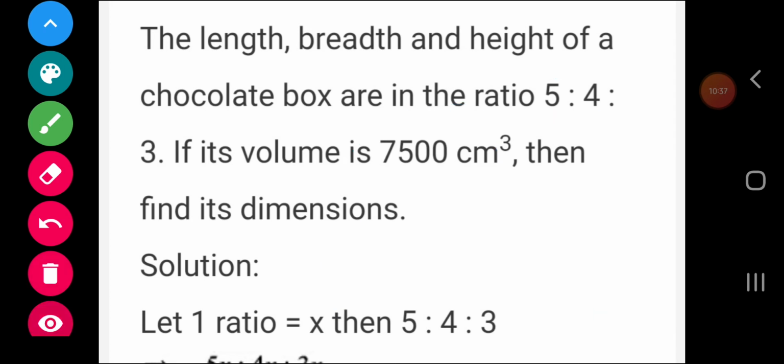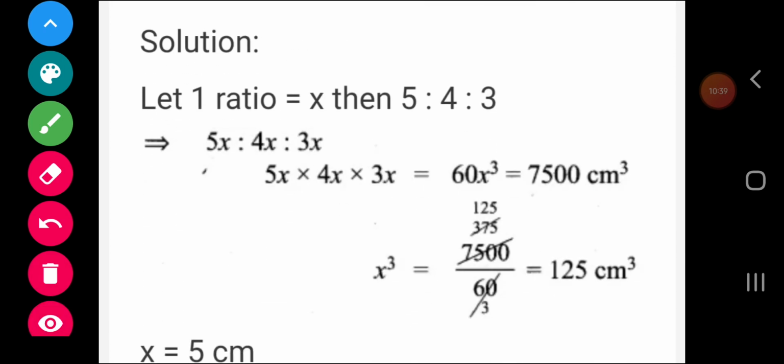So that 5x into 4x into 3x equal to 7500. Here 5 into 4 is 20, into 3 is 60, and x into x into x is x cube. So 60 x cube equal to 7500. We need to find the x value here.